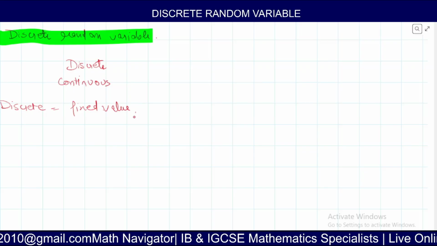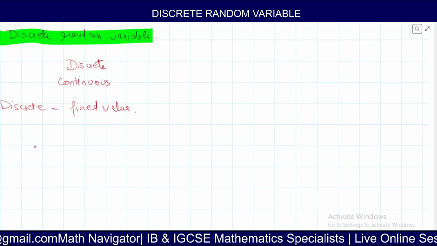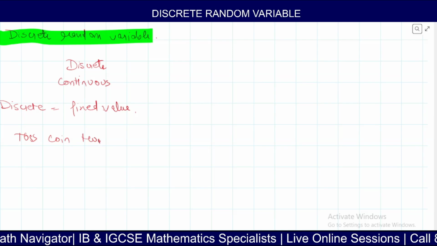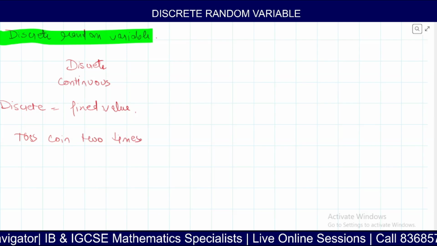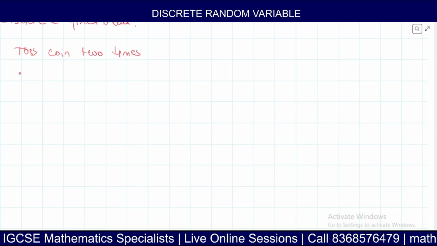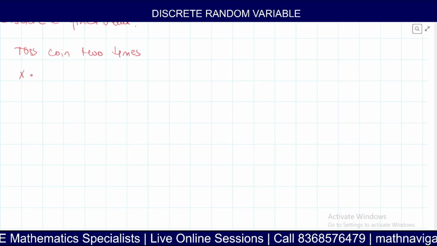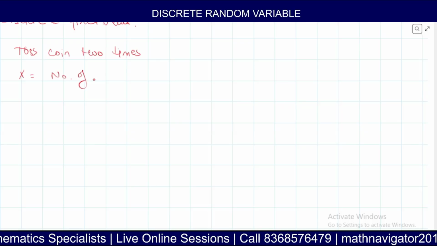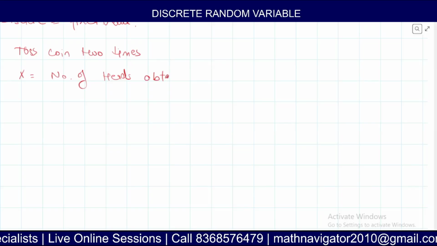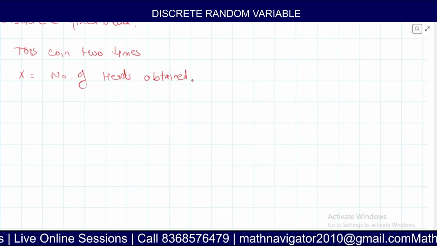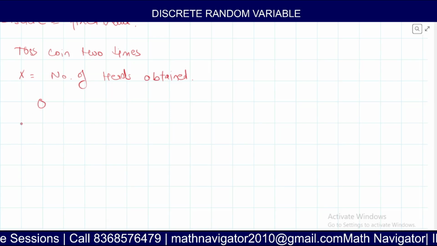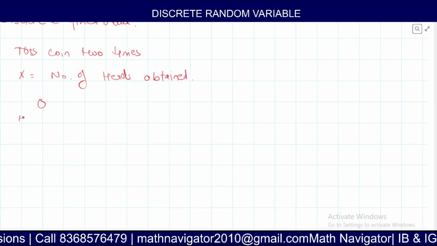Discrete random variable is something which you define. Let's say I toss a coin 2 times. How can I define my discrete random variable? I'm defining my discrete random variable x is equal to number of heads obtained. What does this mean? Let's say I'm tossing one coin, so it can be a head or a tail.